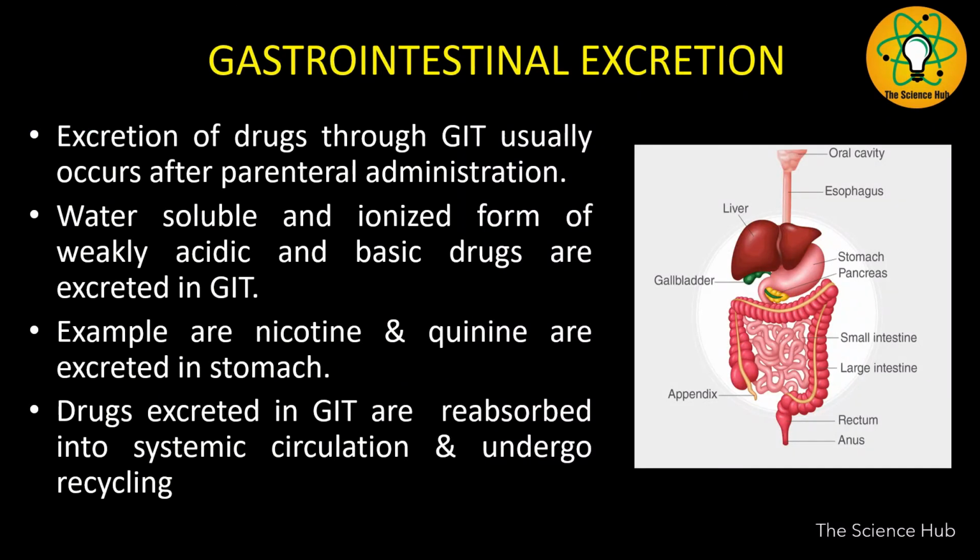Now, gastrointestinal excretion. Excretion of drugs through the gastrointestinal tract usually occurs after parenteral administration. Water-soluble and unionized forms of weakly acidic and basic drugs are excreted in the GIT. For example, nicotine and quinine are excreted in the stomach. Drugs excreted in the GIT are reabsorbed into systemic circulation and undergo recycling.